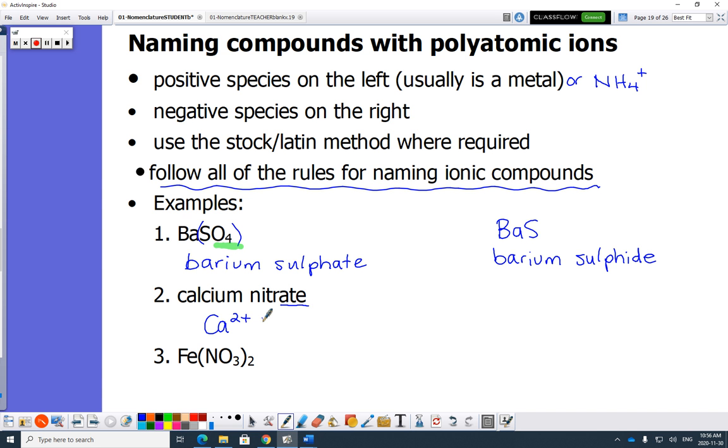So calcium, just like barium, is an alkali earth metal. It's got a 2. Nitrate. You go at the back, take a look. There it is, nitrate, in the -1 charge spot, okay? And then you crisscross.